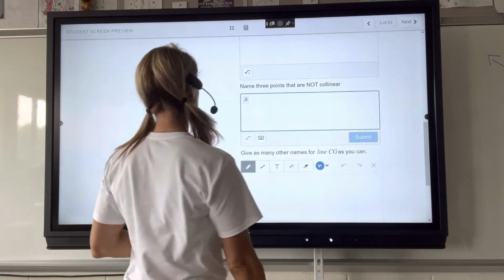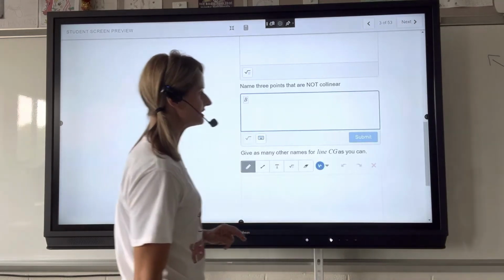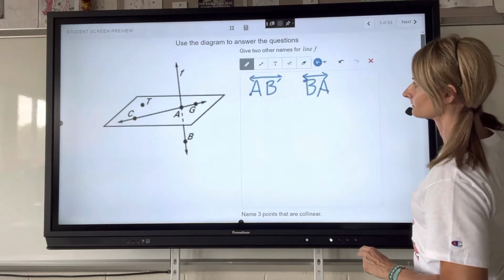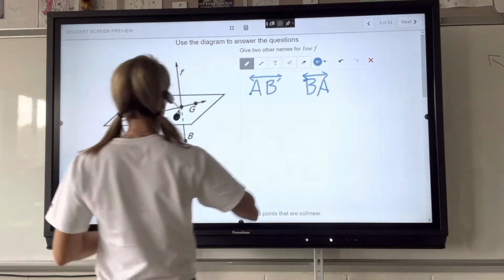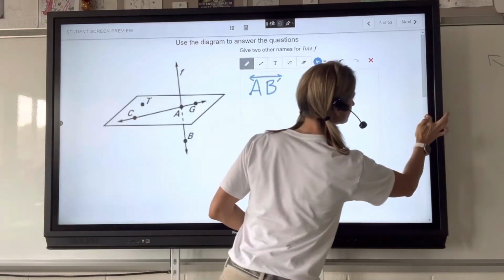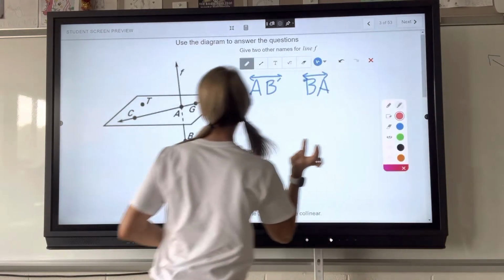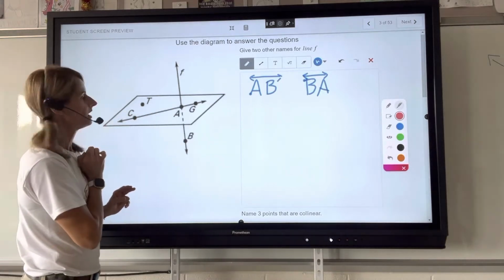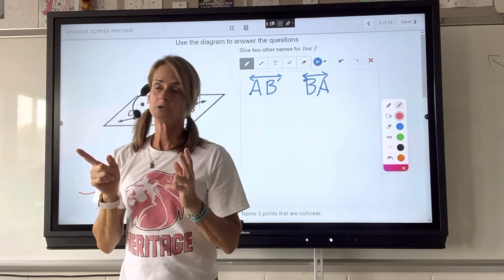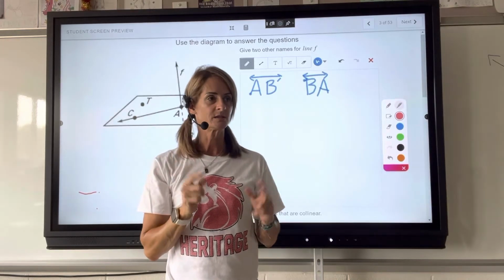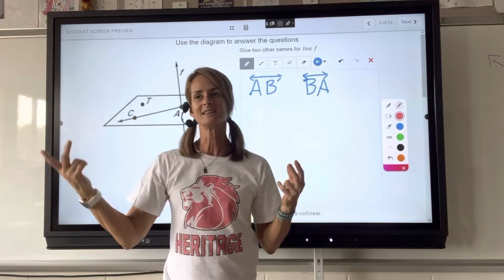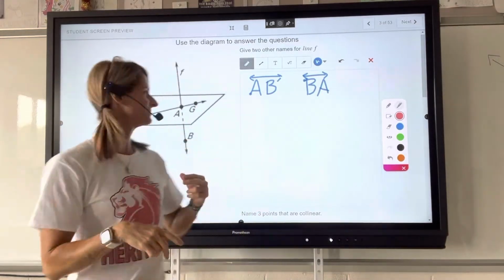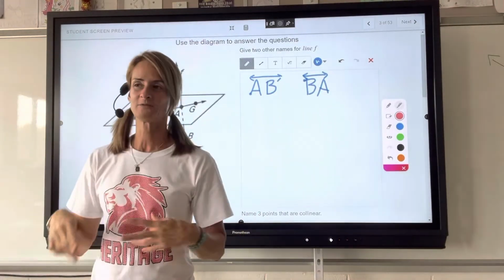It's getting easier. Give as many other names for line CG as you can. Okay, so we have here line CG has 3 letters on it. When you name a line, you can use any 2 letters on that line. So we can use CG or GC. We can use CA or AC, or we could use AG or GA. So we just have to write them all out.